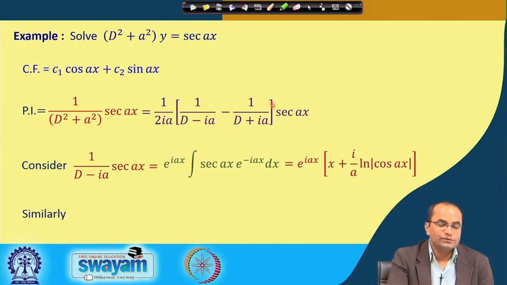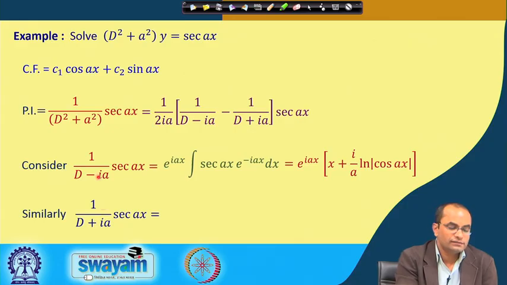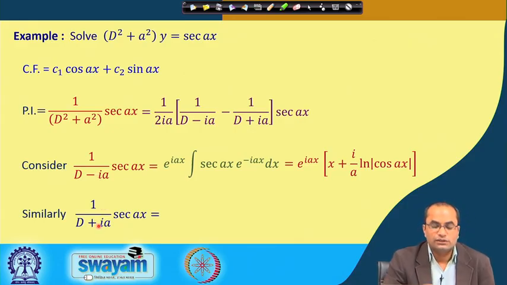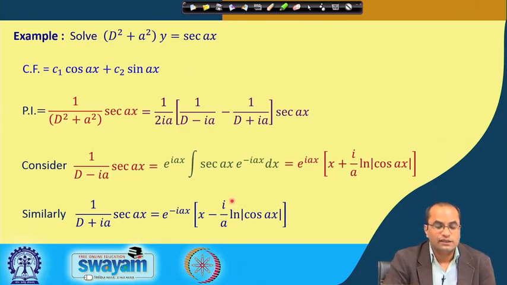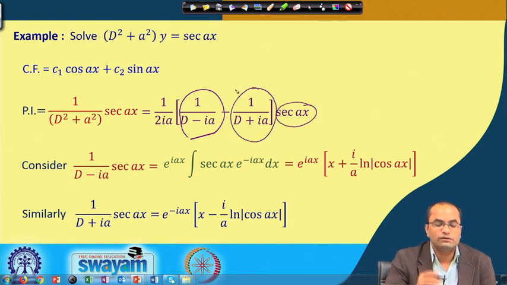We can also compute 1 over d plus ia operated on this sec ax. What is the difference now in the two? The i is replaced by minus i, nothing else. So, we will do the same here. This i will be replaced by minus i, and here also this minus i. So, only this change will come, the rest everything will be the same. So, we have evaluated 1 over d minus ia operated on sec ax, and also 1 over d plus ia operated on sec ax.